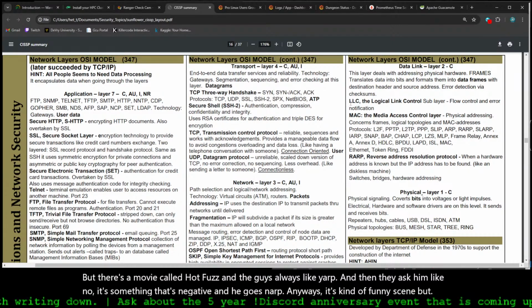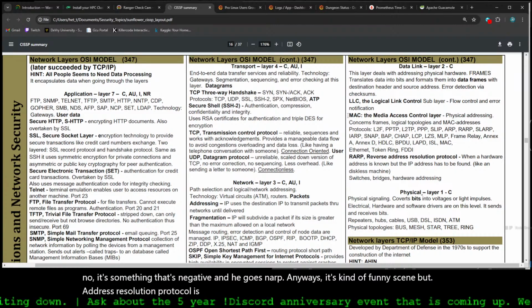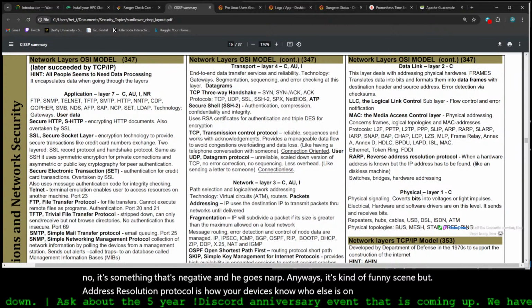Address Resolution Protocol is how your devices know who else is on the network with it.